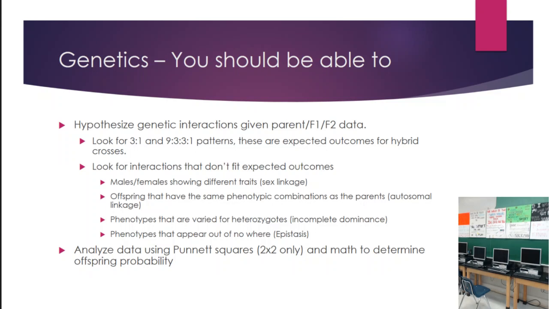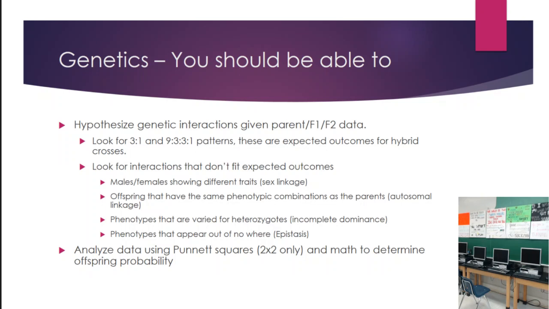And then if you have phenotypes that appear out of nowhere, seemingly, so you cross a brown rat with a black rat and you get a white rat. Well, that shouldn't really happen, right? That's probably some other gene that's overriding that gene, and that's epistasis. So these are just some quick ways that you can look at unexpected outcomes and determine what's going on in those unexpected outcomes.